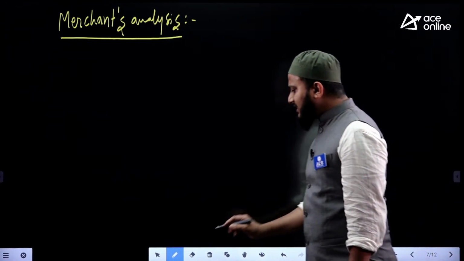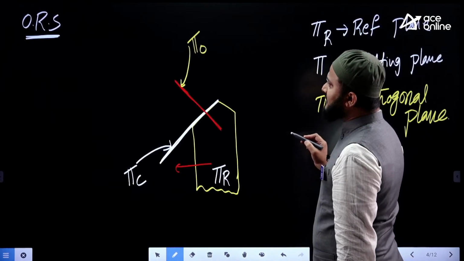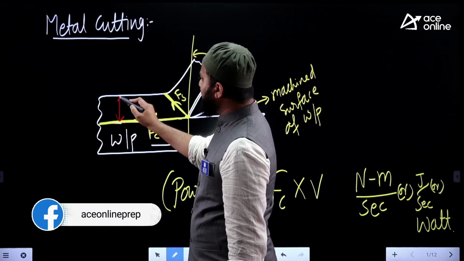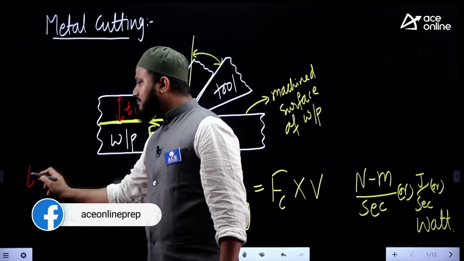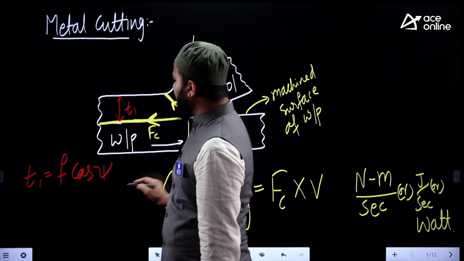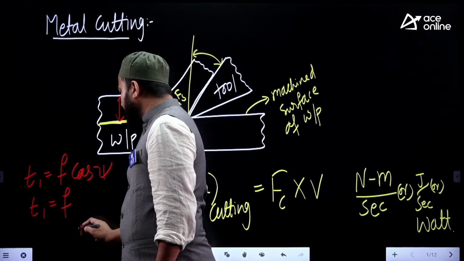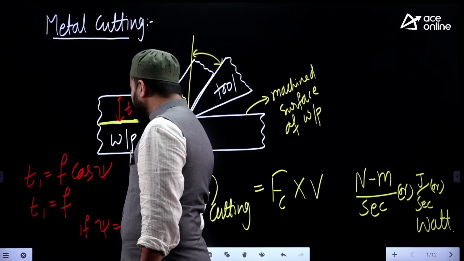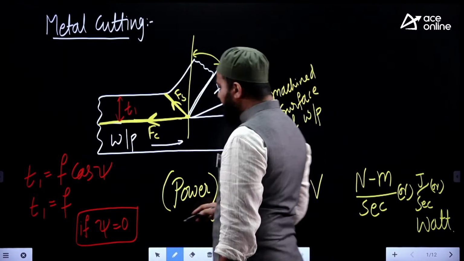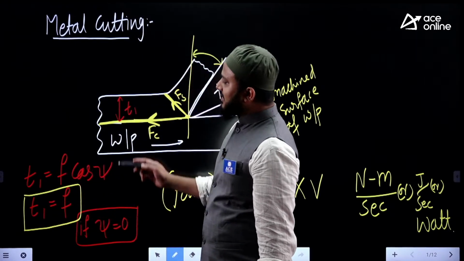And in the Merchant analysis, we always give, first of all, the thickness difference between the chip before cutting and after cutting. Before cutting, the thickness considered is T1, which depends on the feed provided to the tool. Either T1 is equal to F cos psi, where psi is the side cutting edge angle, or T1 is equal to feed. This second is considered only if the side cutting edge angle is equal to 0. It means if in the data the side cutting edge angle is not given and feed is mentioned, then we should consider the second case. But if the side cutting edge angle is also there along with feed, then we should consider the first.